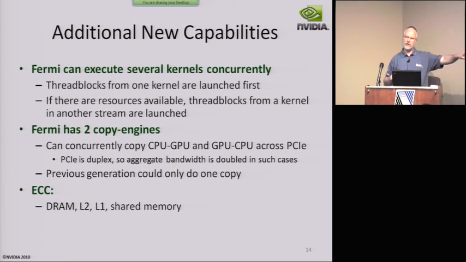So all of that so far is pretty much the same functionality as before, but bigger, better, faster, easier to use, and with better throughput. There are also some new features that we've added from the compute point of view. One of those is the ability to execute multiple kernels concurrently. The thread blocks from the first kernel are launched first, and if there's still resources and space in the machine, thread blocks from another kernel in another stream can be launched.